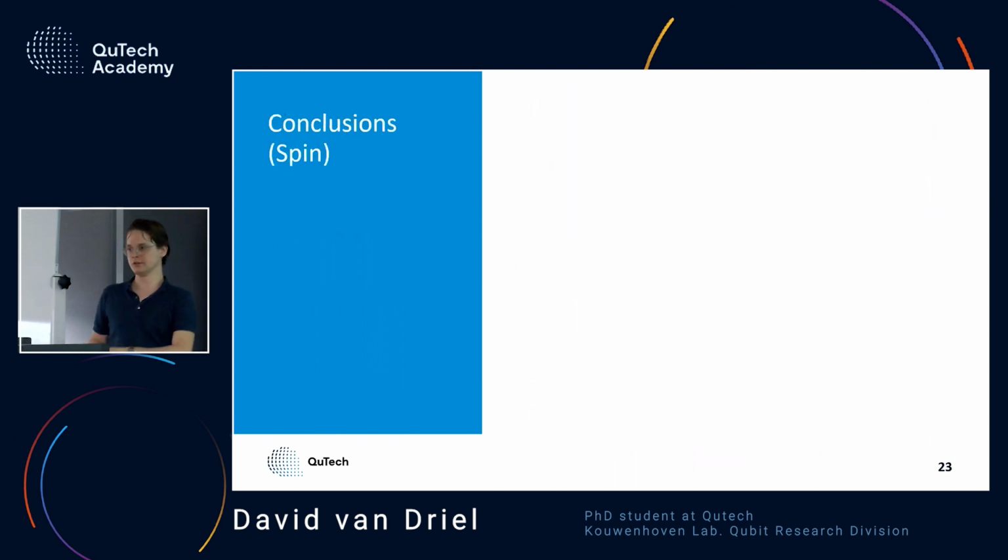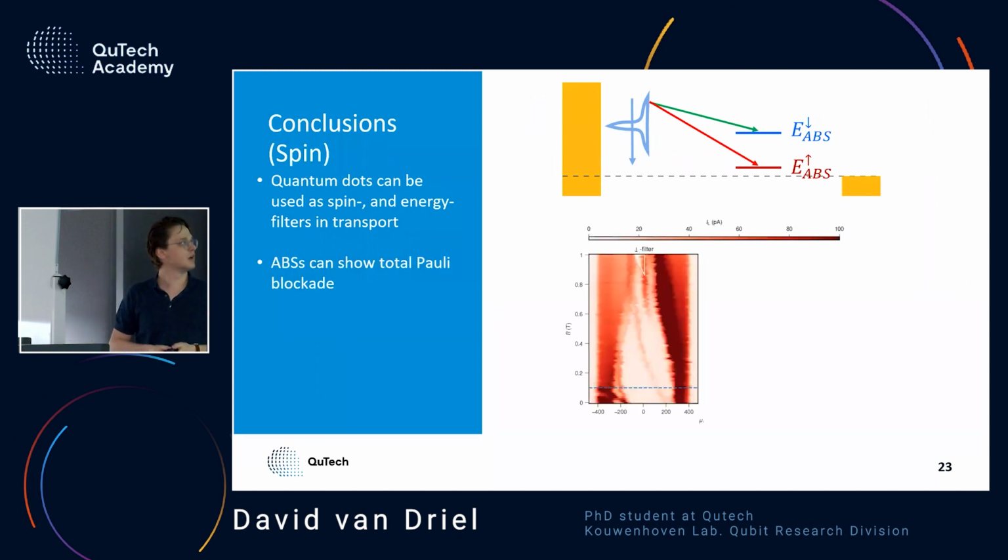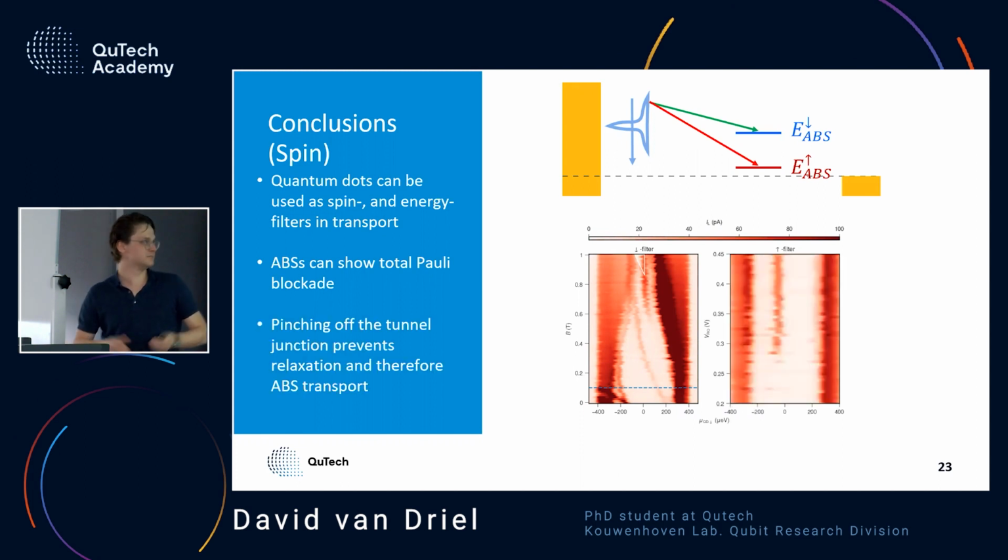Which brings me to the conclusions on spin of an ABS. Quantum dots can be used as simultaneously energy and spin filters, and therefore do spin-polarized tunneling. And Andreev bound states can show a total Pauli blockade, but they also cannot, depending on spin-orbit. And finally, pinching off this tunnel junction, your only non-polarized electron reservoir, completely prevents relaxation of your ABS. So you cannot drive transport through it anymore.